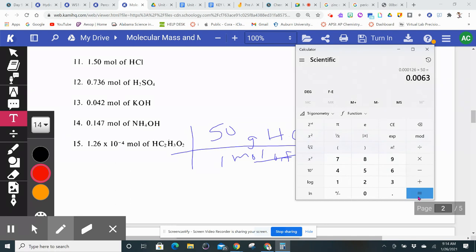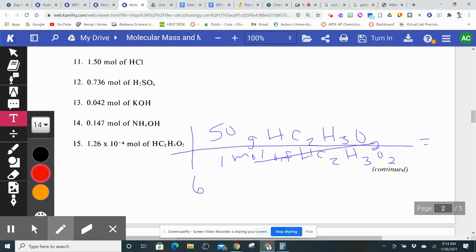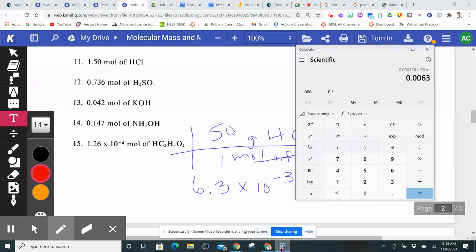You can leave it like that, or you can put it back in scientific notation. If you put it back in scientific notation, that would be 6.3 times 10 to the -3, because I moved it 3 places over. 1, 2, 3. Or I can just leave it like that. I don't care. And that would be grams, of course.